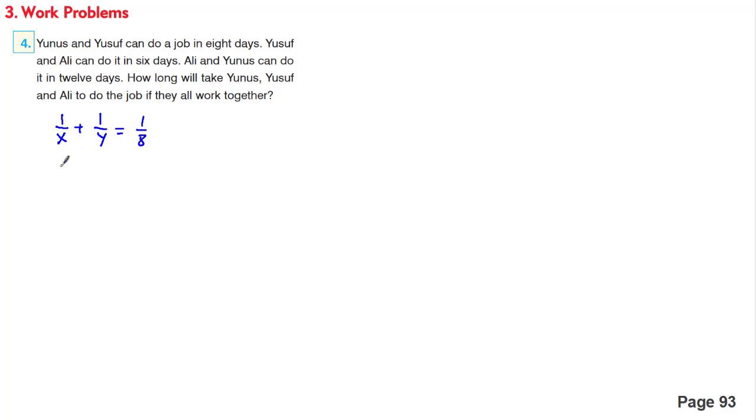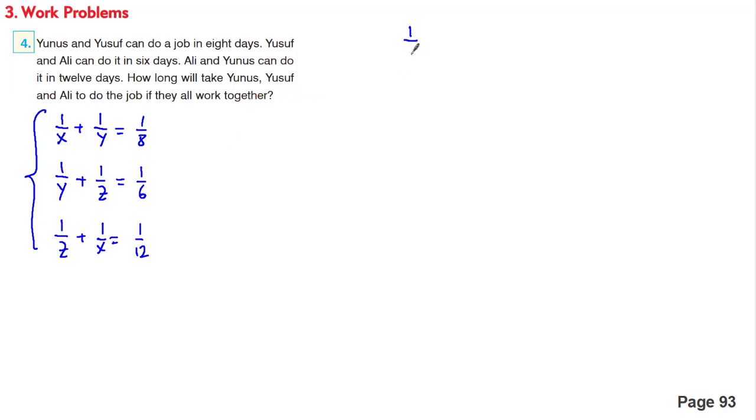Yusuf and Ali, now to not mix up these names, so Yusuf was 1 over y plus Ali 1 over z. This would be 1 over 6, because it says in 6 days they will finish the job. Now Ali, which is 1 over z, plus Yunus, 1 over x. If Ali and Yunus work together, they will finish it in 12 days. Perfect.